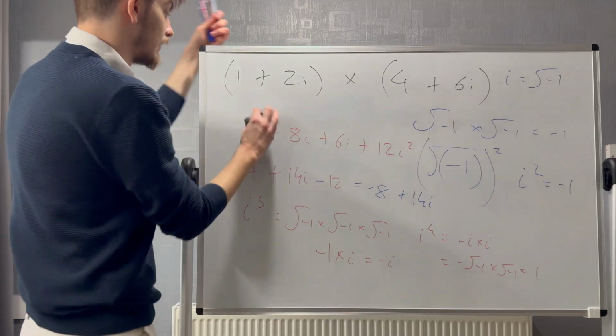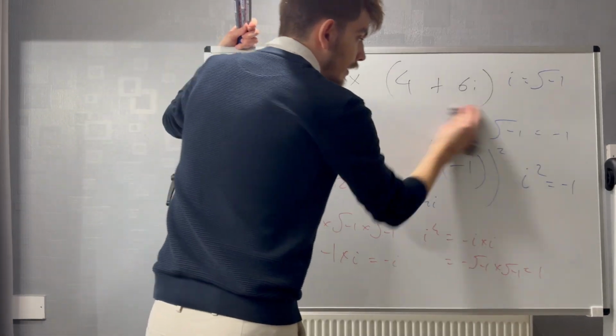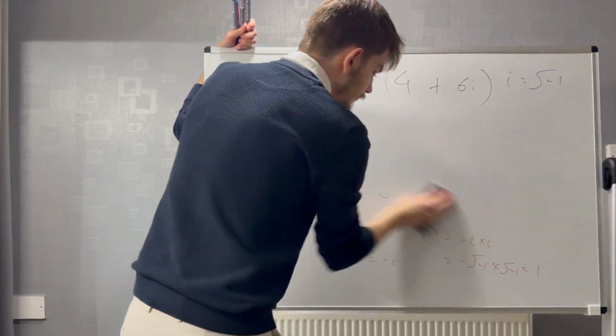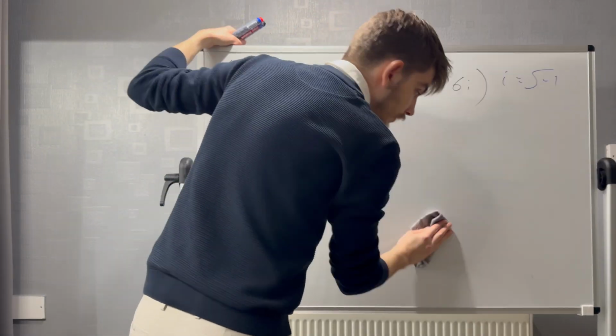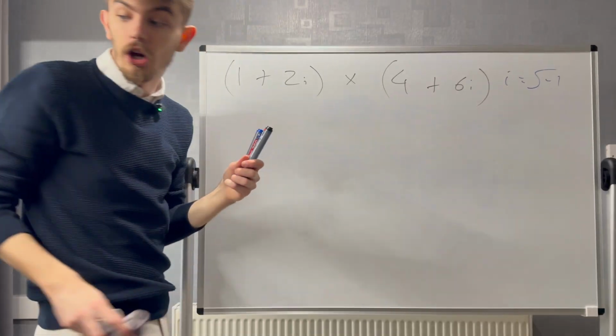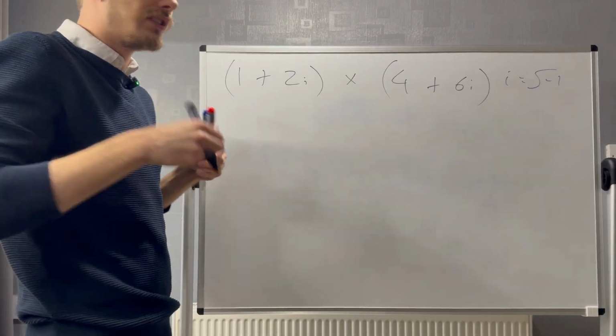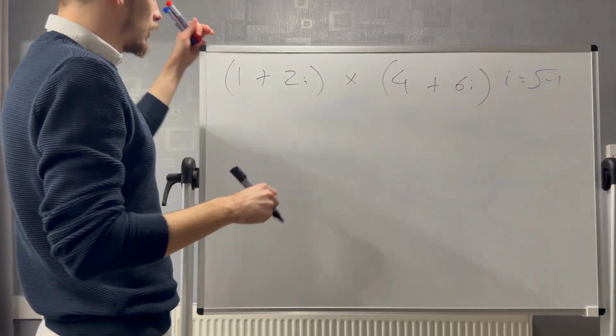Why do I keep losing this? It is very important, and it's something that we need to remember because we are going to see a lot of i squareds, i cubeds, i to the 4s, i to the 7s, i's, etc., etc.